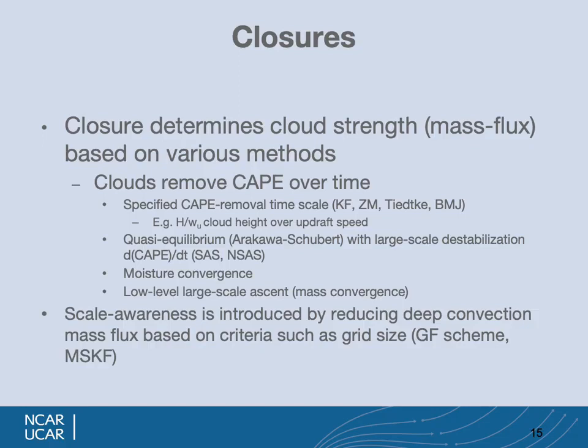Another thing to consider is scale awareness, which is introduced by reducing the deep convection mass flux based on criteria such as grid size. When you're starting to resolve the convection explicitly, you'd like the convective scheme to be less active. So one way they do that is by reducing its mass flux to make it less active.